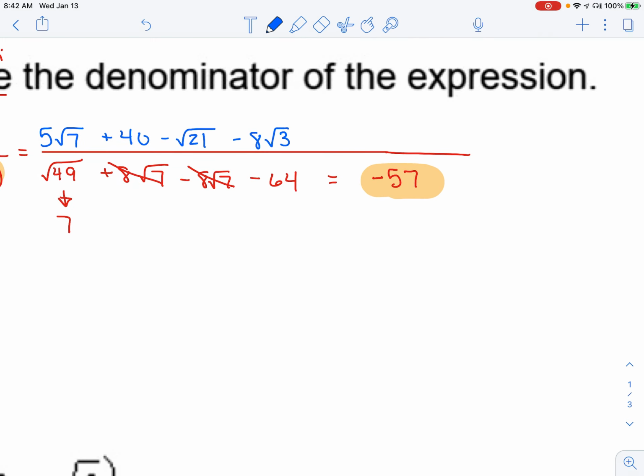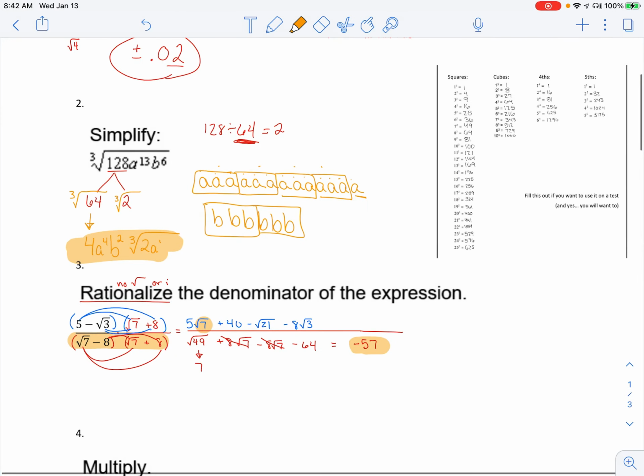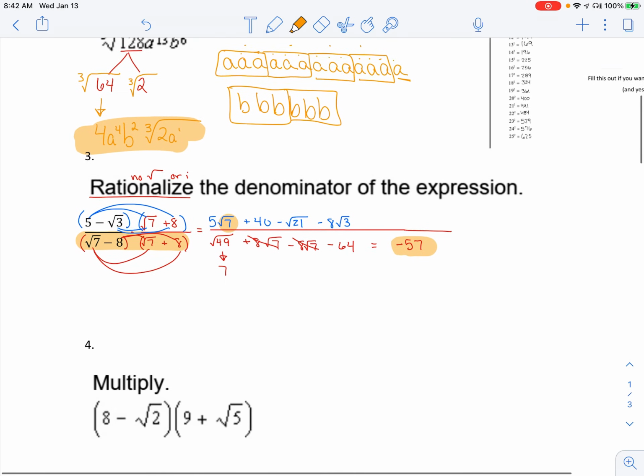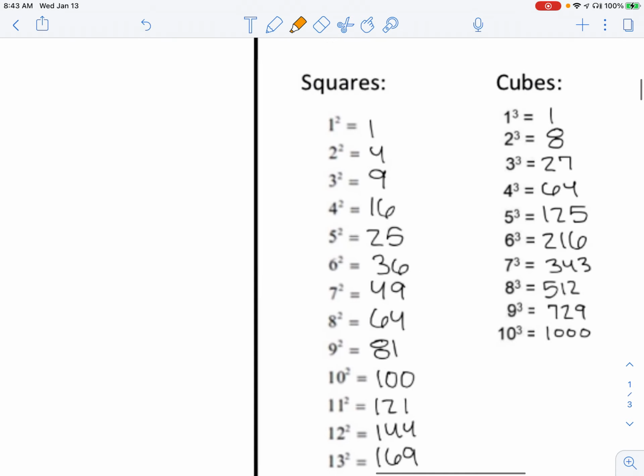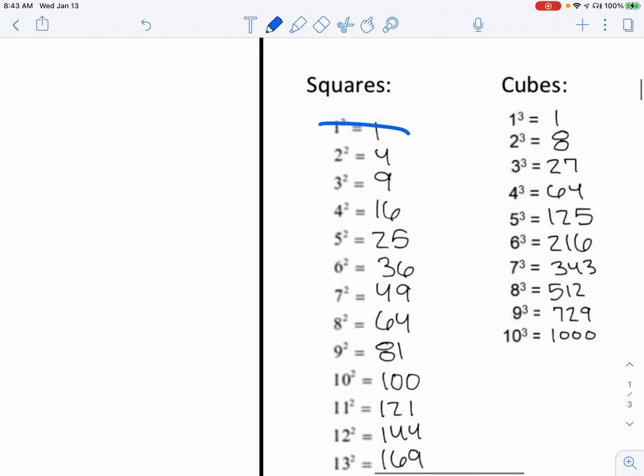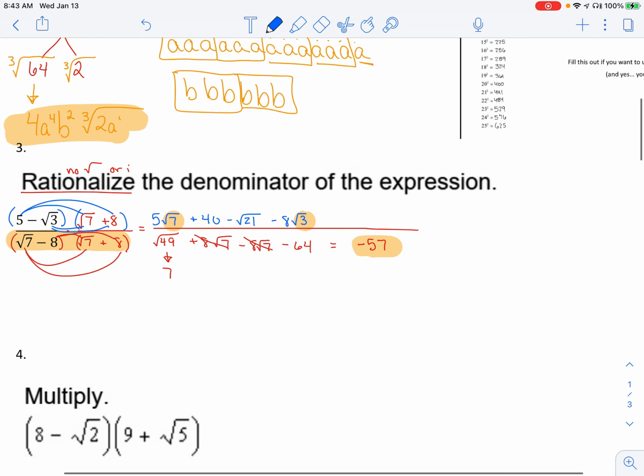Let's check and see if we can reduce. Does anything go into 7 from my square list? The answer is no. Does anything go into my 3 from my square list? And remember, we don't worry about 1. The answer is no. Does anything go into 21, like 9? No. So those all stay separated. We can't put anything together because nothing matches. So since none of the square roots match, that answer is the really ugly numerator.